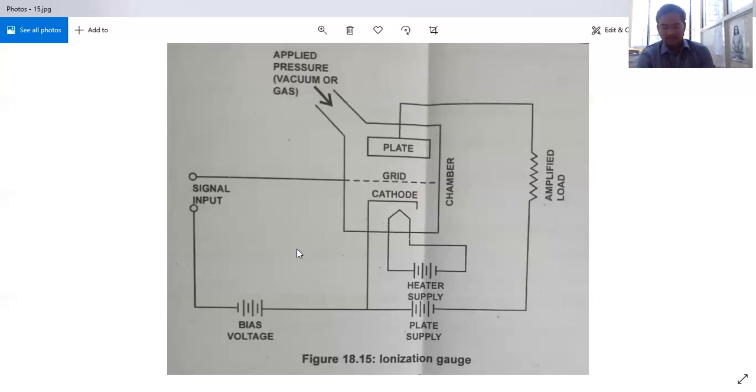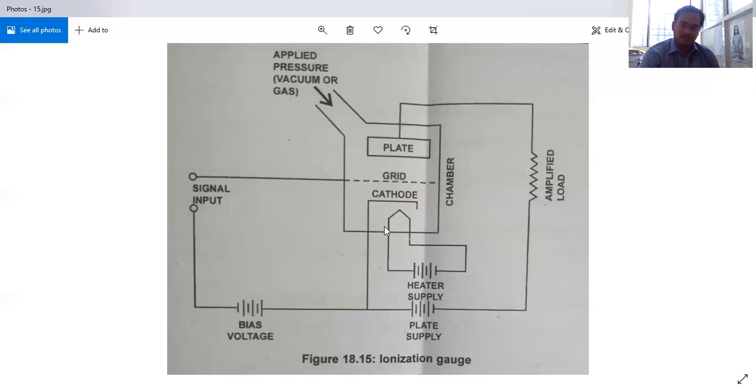Coming to its advantages, the measurement can be done at a distance. We can measure the pressure value from some far away distance also, and its responsiveness is good. It has good sensitivity, because a small change in the gas supply will lead to a change in the current passing through the external circuit.